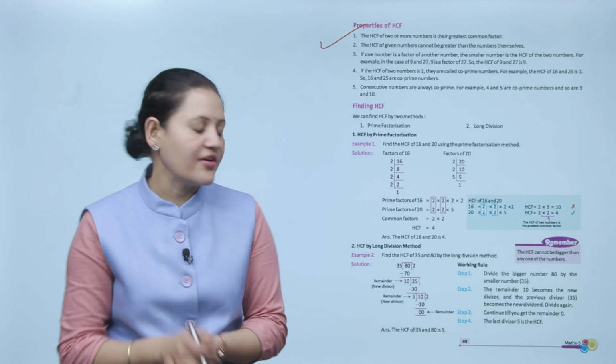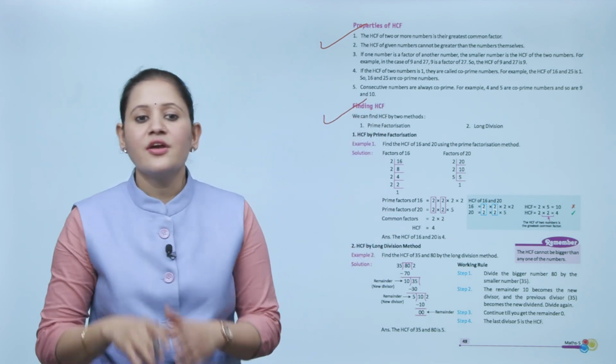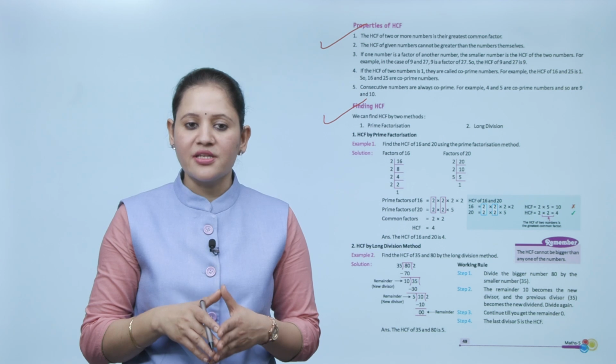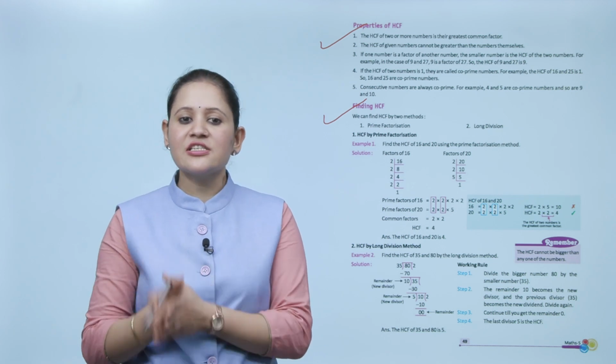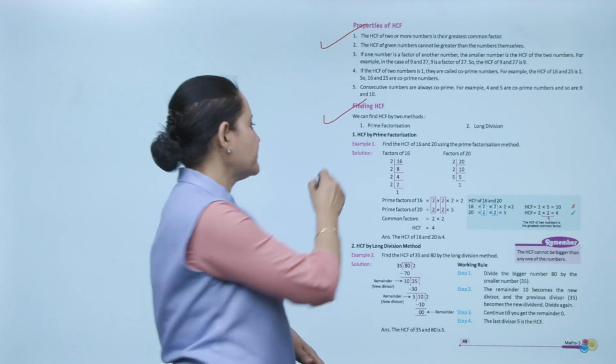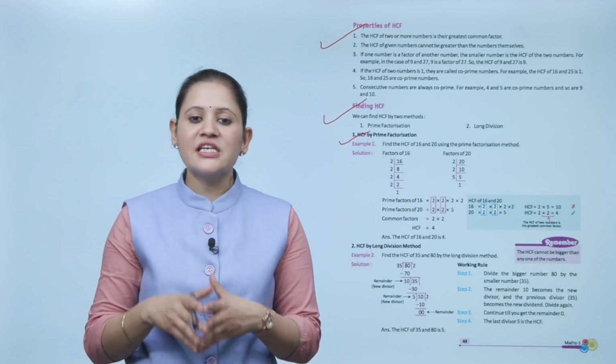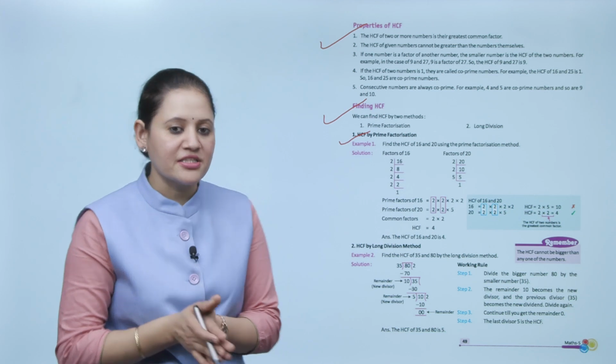Next is finding HCF. We can find HCF by two methods. First is prime factorization and other is long division method. So first is HCF by prime factorization. Find the HCF of 16 and 20 by prime factorization method.